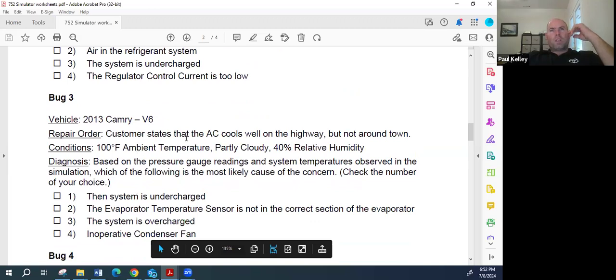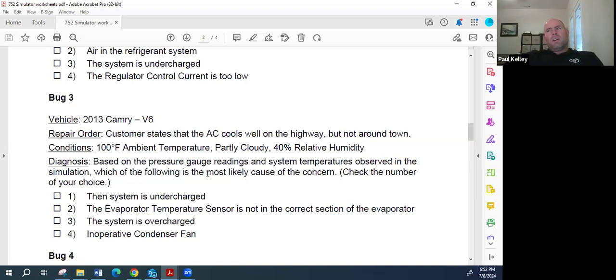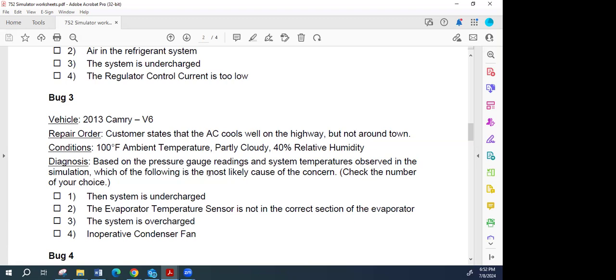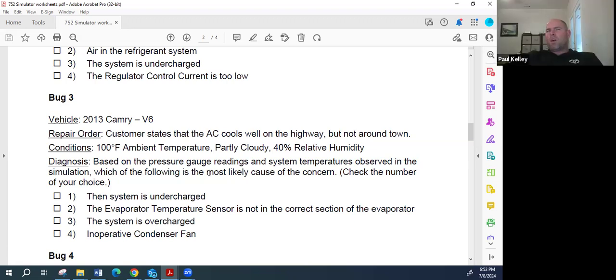Now, fault 3: customer states AC cools well on the highway, but not around town. All right, right there, let's just say that you were the MLT, the master lube tech. If the AC works on the highway but doesn't work around town, do we already have an idea what might be wrong? Yes, that's the fan. It's always the fan. Right off the bat, we're already thinking the fan.